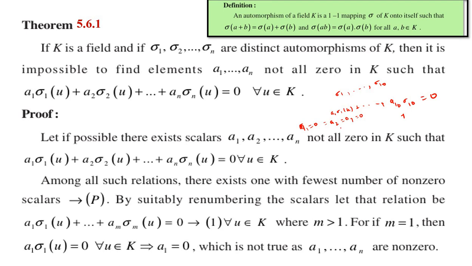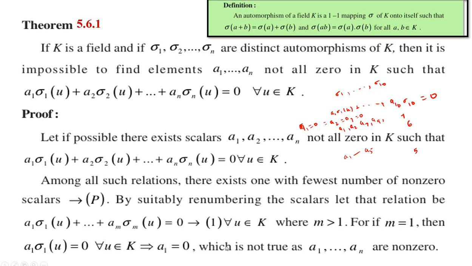So in some cases I may have a1, a2, a7, a9, up to this. These are 0. So how many non-zero? 6. So in some case I may have a1 to a5 0. So in that case 5 will be non-zero scalar. So among all such possible relations, there exists one with the fewest number of non-zero scalars. So that relation that we take, so I'll have a1. So this statement we are going to take as capital P.